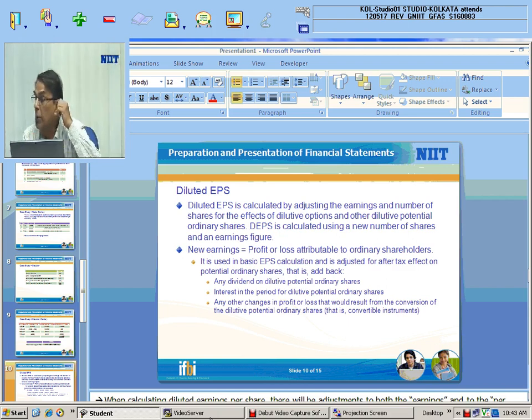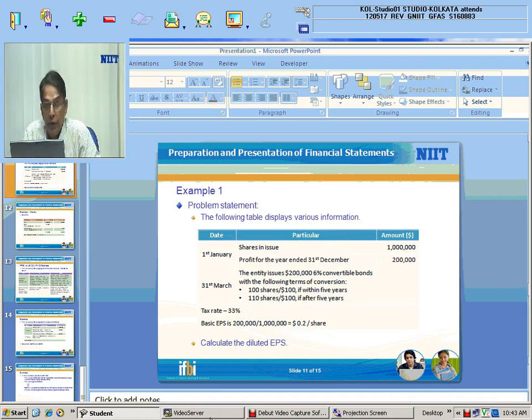So we'll look at an example to understand this better. We have the following information available on 1st of January. Shares issued are 1 million. And profit for the year ended 31st December is 200,000. So the number of ordinary shares issued is 1 million, and profit for the year ended 31st December is 200,000.